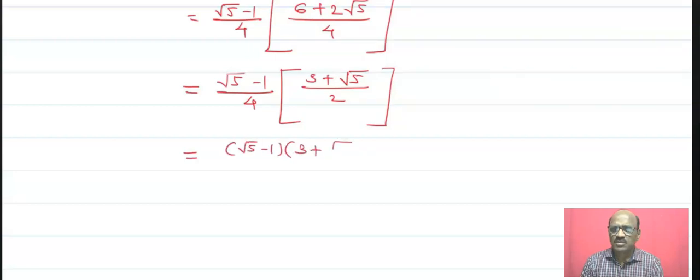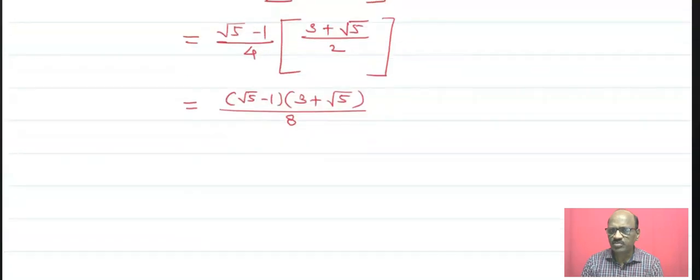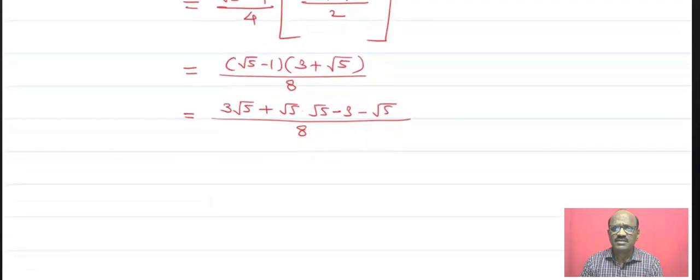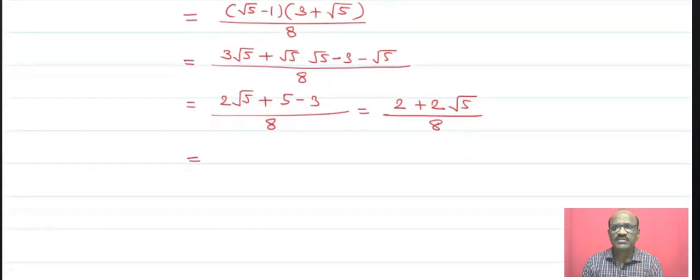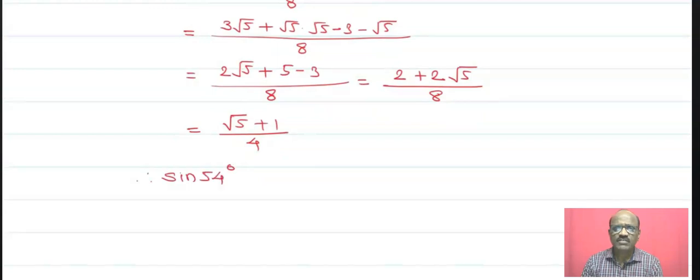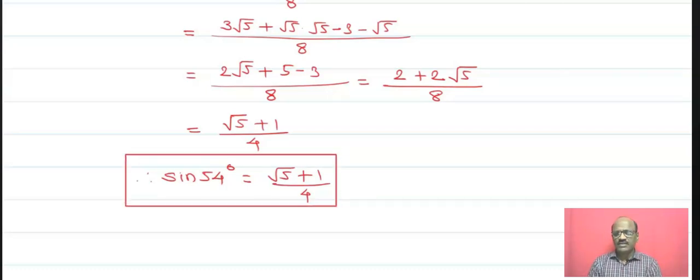Now the simplification. The denominators are 4 and 2, their multiplication is 8. In the numerator we will multiply root of 5 minus 1 and 3 plus root 5. That is 3 root 5 plus root 5 into root 5 minus 3 minus root 5. Normal simplification. That is, 3 root 5, if 1 root 5 goes, then 2 root 5 plus 5 minus 3 upon 8, and that's why you will get 2 plus 2 root 5 upon 8. We will take the 2 as common, then there will be root of 5 plus 1. Therefore, sine of 54 is equal to root of 5 plus 1 upon 4. We have found out the values of sine of 18 and sine of 54.